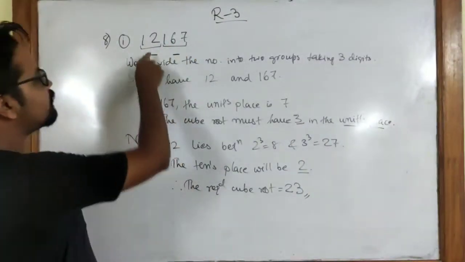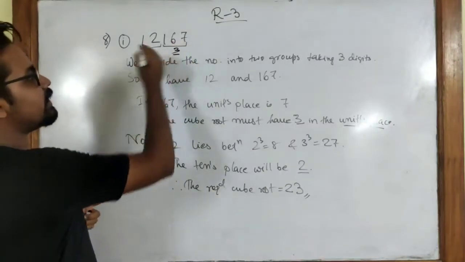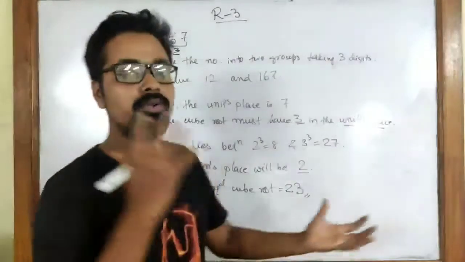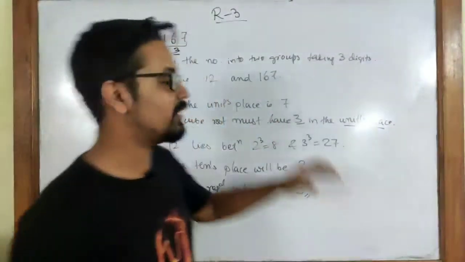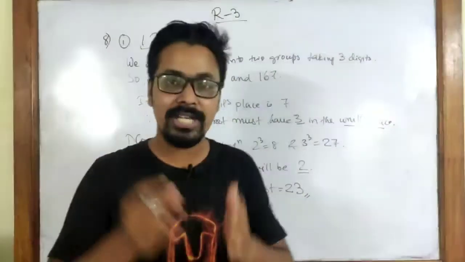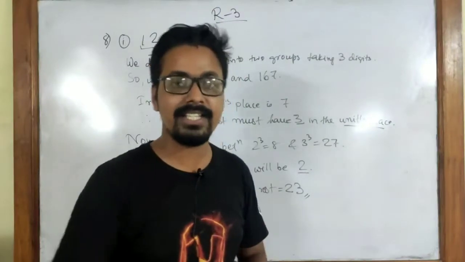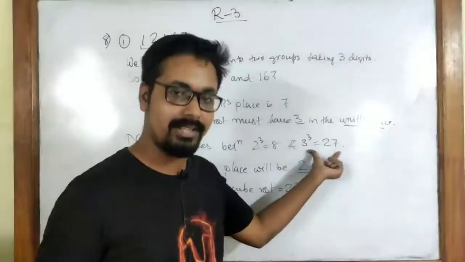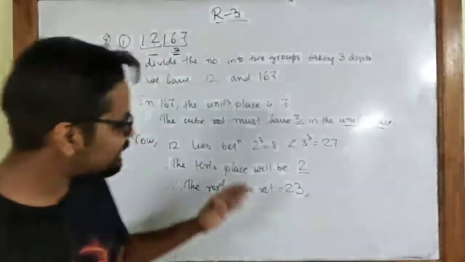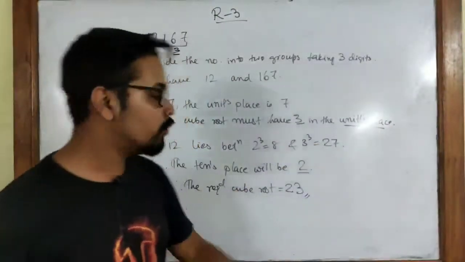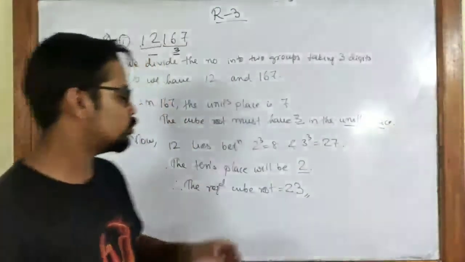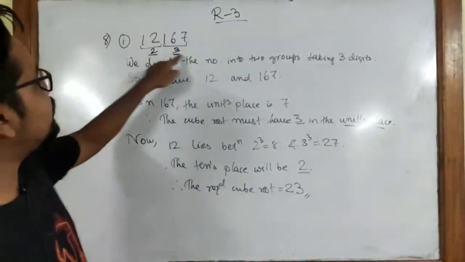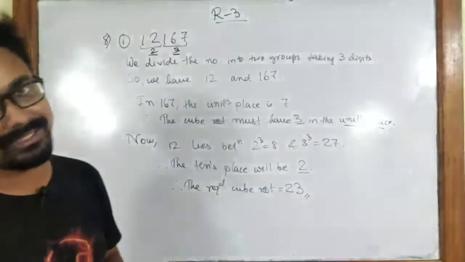Then we have this part which is 12. We have got 3 in the units place. For 12 we need to see between which 2 cubes this number lies. Now 12 lies between 8 and 27, that is between 2 cube and 3 cube. As it lies between 2 cube and 3 cube, we select the smaller one, which is 2. So the tens place is 2. Therefore 23 cube will be 12167.